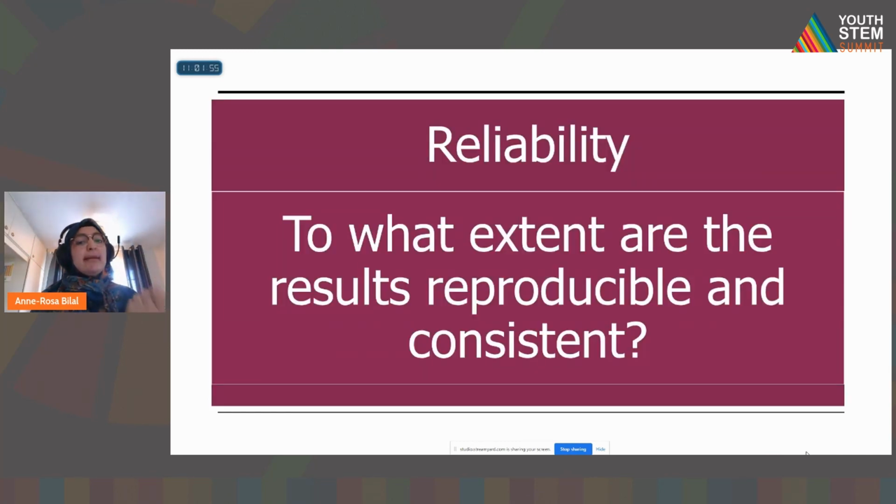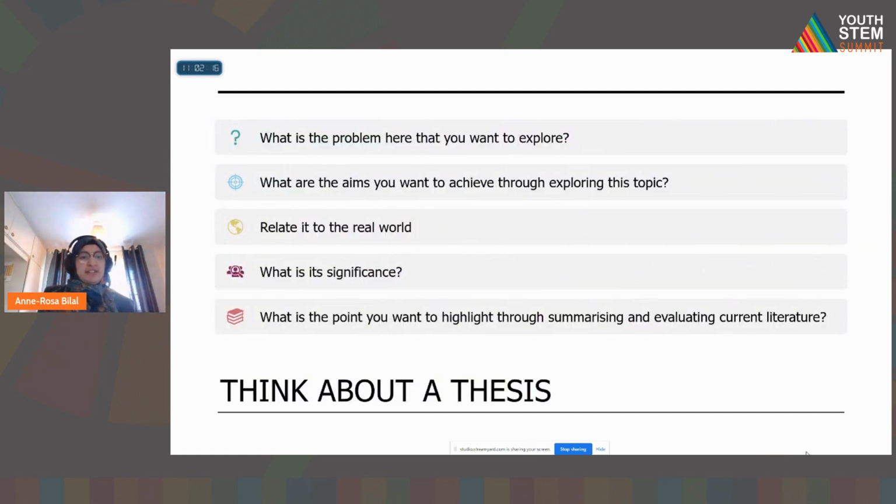And reliability is when we're thinking, are the results consistent? Are the studies consistent? Are they being done under a suitable environment for us to be able to replicate these results? This is quite important as well. Okay? So these two things, when you're reading, keep those in mind. Now, back to our research question.